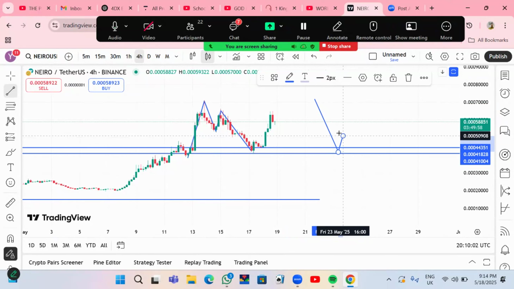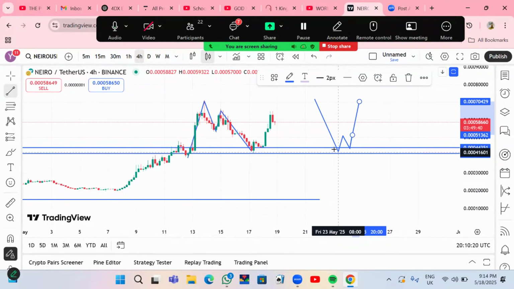The bulls tried to push the price up. Then the bears came back in to push the price down, but they couldn't push it beyond this level, and price starts going up.